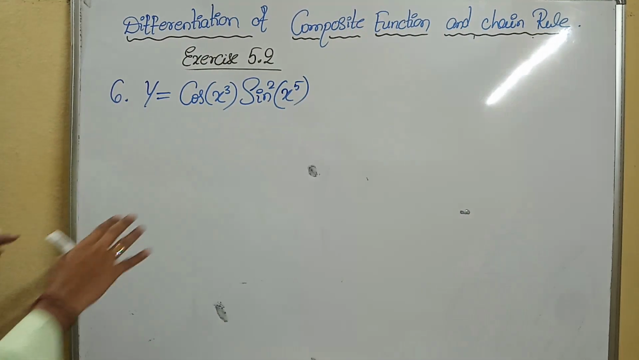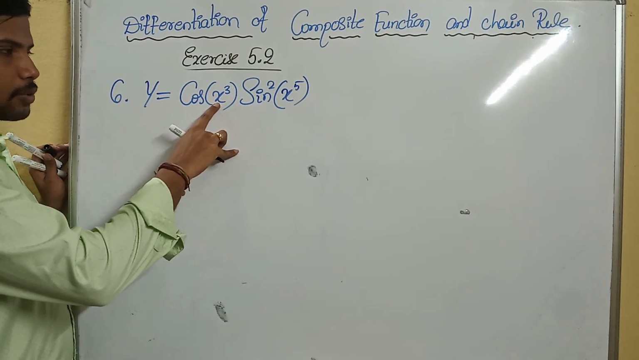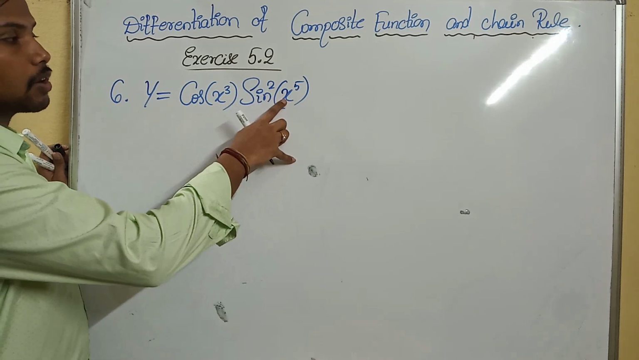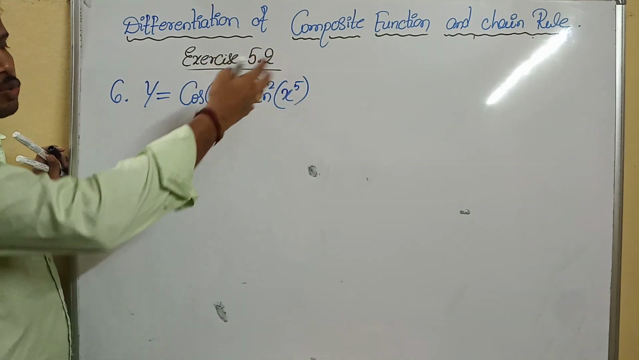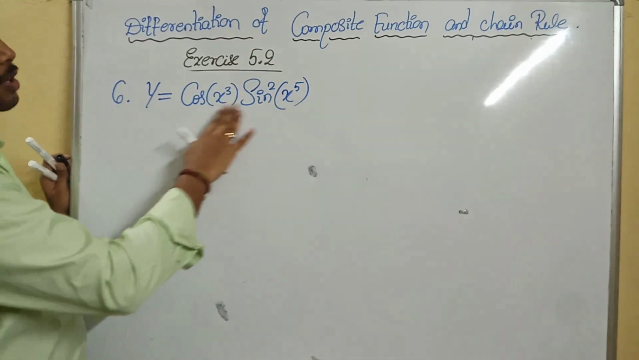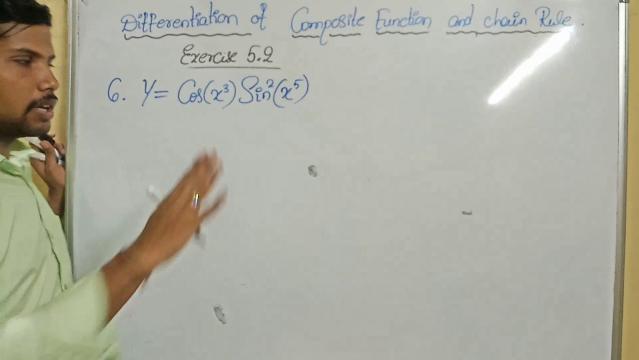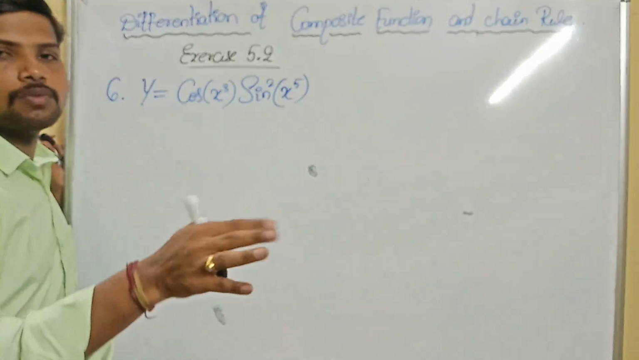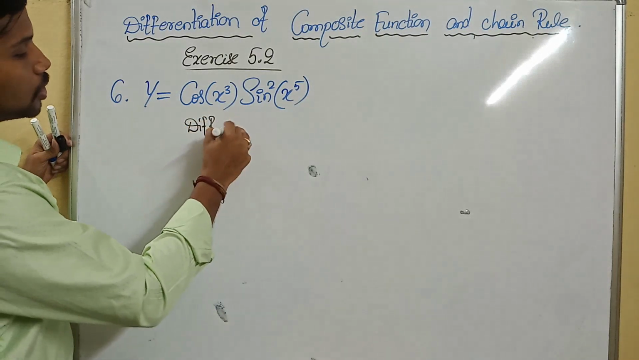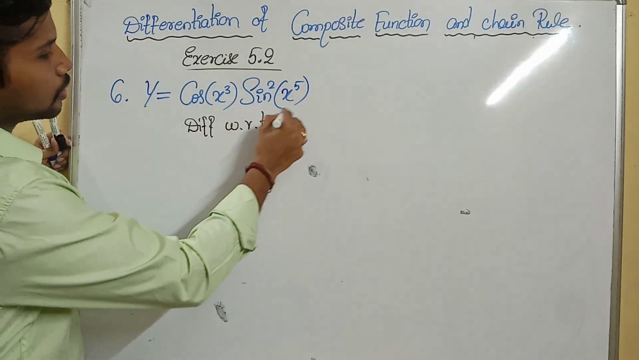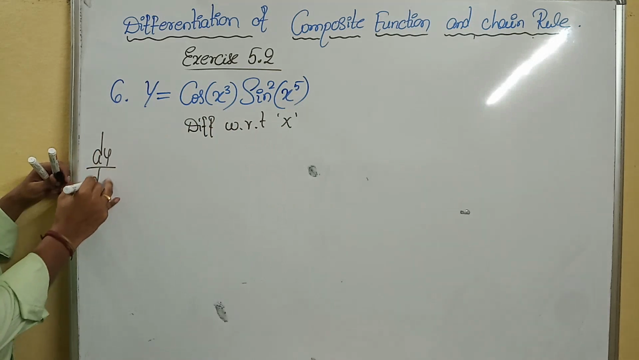Observe the next question. It is y is equal to cos of x cube. Cube is related to only x. It is sine square of x raised to 5. 5 is related to x. Square is related to the whole term. Sine square of x raised to 5. It is a product of two functions. Product of two functions means you need to apply u into derivative of v plus v into derivative of u. I'd like to apply the formula. Differentiating with respect to x, it will be dy by dx.